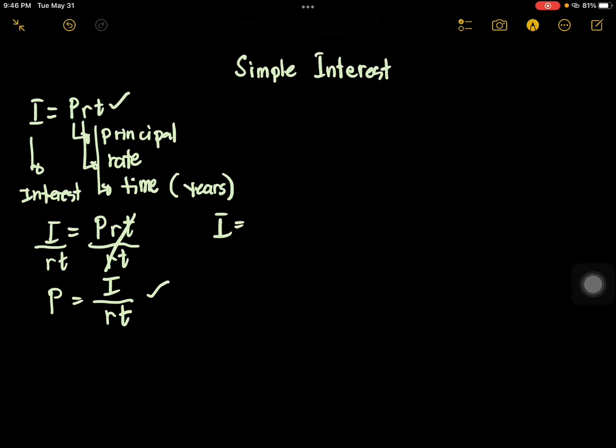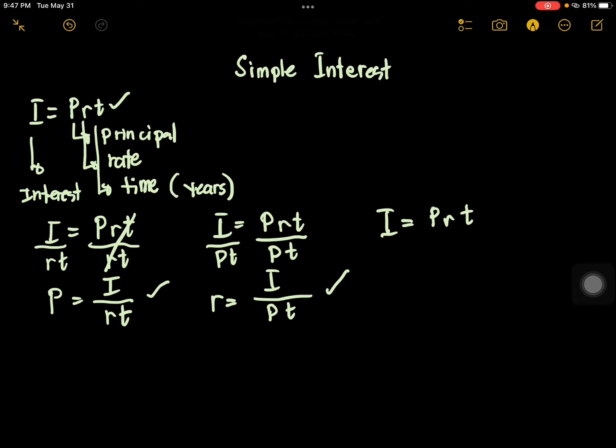Now, what if you are looking for the rate? So the same. We're going to divide both sides by PT, and you will have R as your rate is interest over the principal times time. So we're done with our rate. And then last is, what if you're going to find the time? So you divide both sides by PR. So your time is simply the interest over principal times the rate.